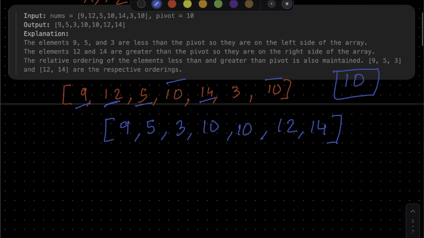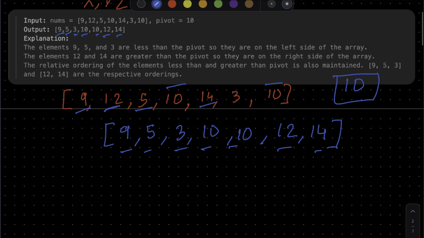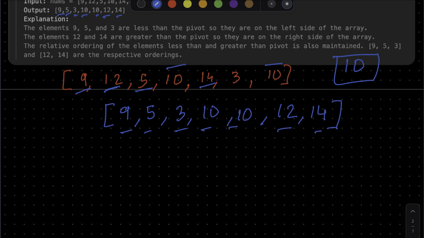If you'll see, 9 5 3 10 10 12 14. So I believe you guys must have understood how we should be rearranging the solution. Here you must have noticed one thing, that we have placed 9 at the first place, 5 at the second place, and 3 at the third place. We have not changed the order anyhow.